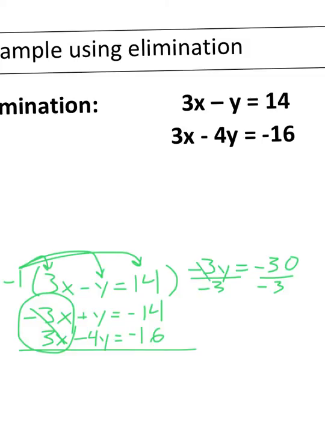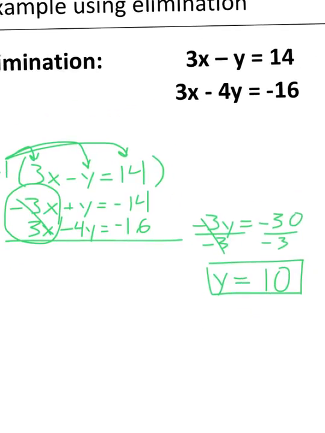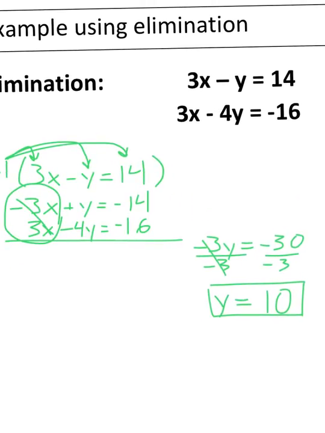Negative 3 divided by negative 3 cancels out. I get y equals negative 30 divided by negative 3 is positive 10. So I get y equals 10, and now I'm going to substitute. I'm going to use one of my equations here, and I'm going to substitute y for 10. So 3x minus y equals 14. 3x minus 10 equals 14.